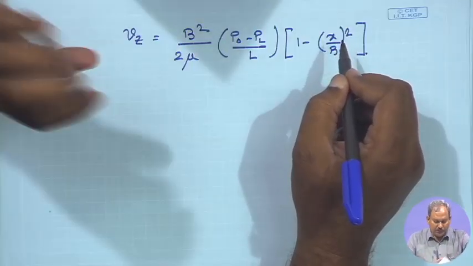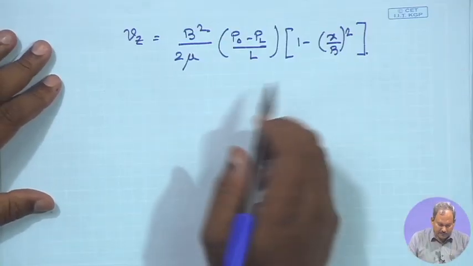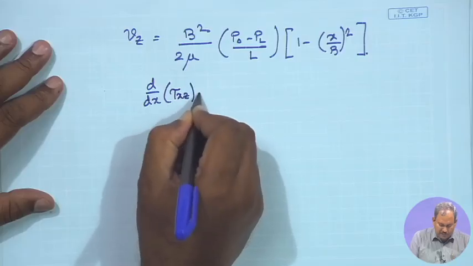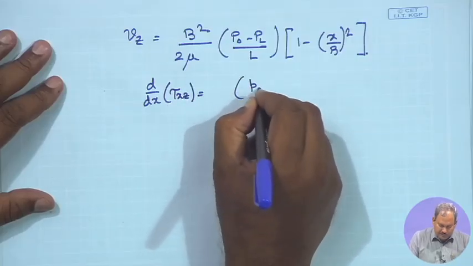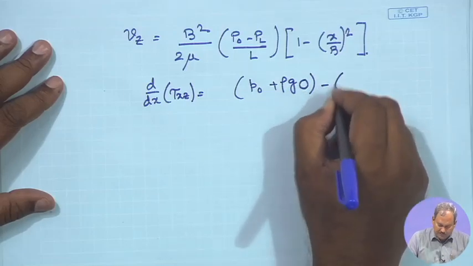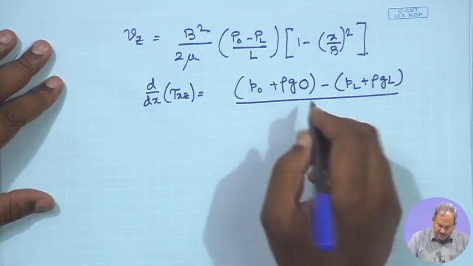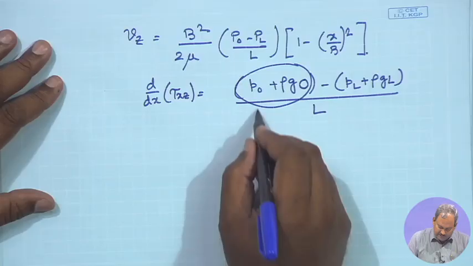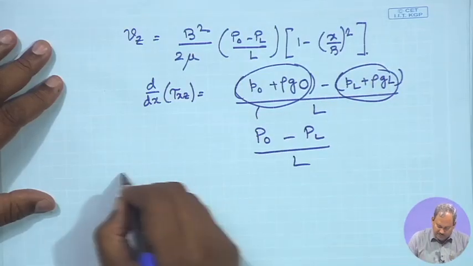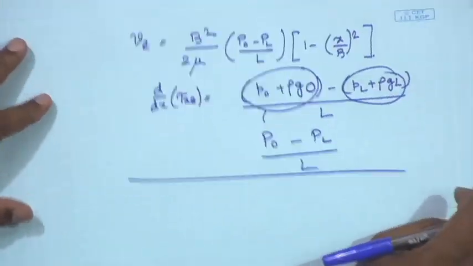Okay. So, these capital P zeros are the same thing. Your governing equation would simply be d dx of tau x z equals (P 0 plus rho g 0 minus P L plus rho g L) divided by L, and this one I call as P 0 and this one I call as P L, by L. So, this is how I have obtained the expression for V z.